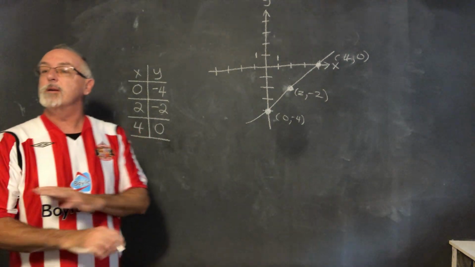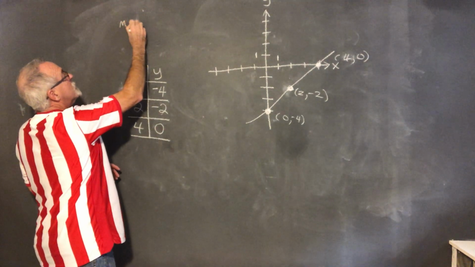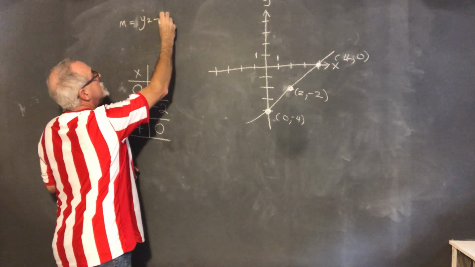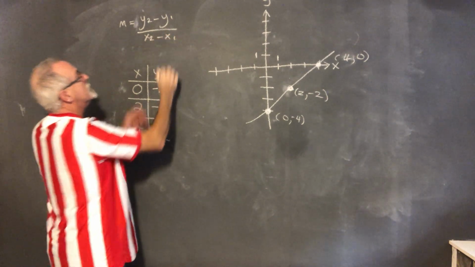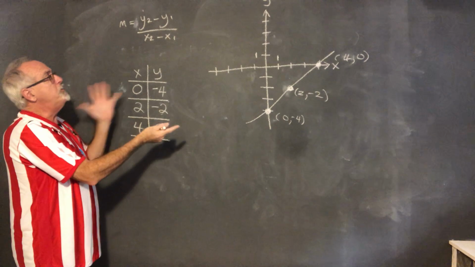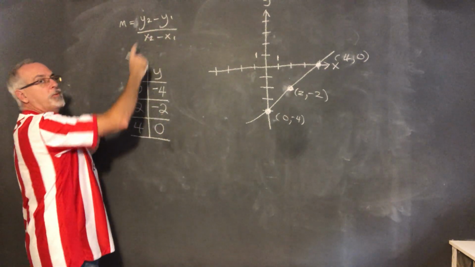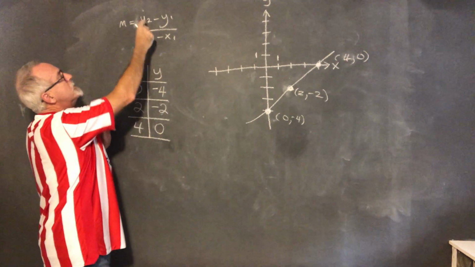The slope formula, extremely useful. And that is m equals y2 minus y1 over x2 minus x1. Notice this is not y squared, it's y2. It means 2 points. I need 2 points to fill in the slope formula. Point number 1 will give me my x1 and my y1. Point number 2 will give me my x2 and my y2.